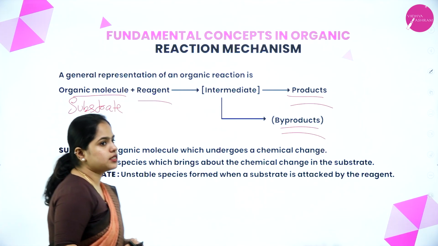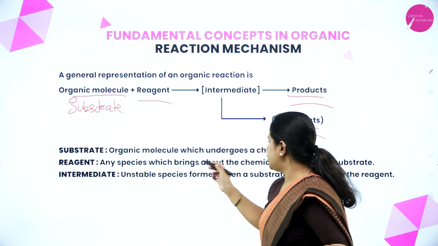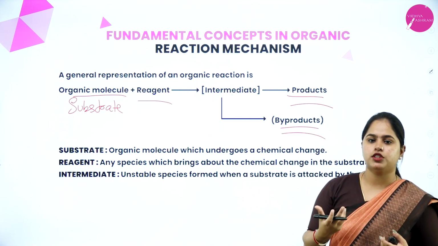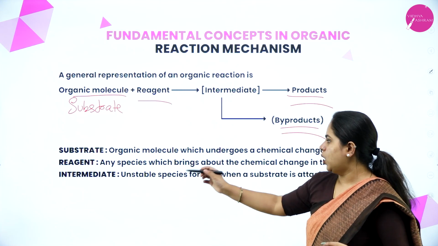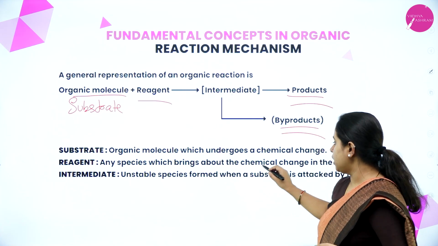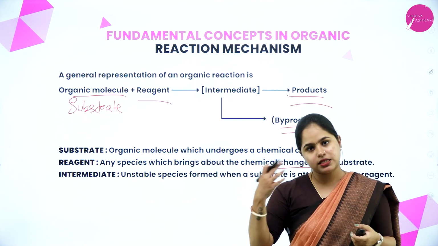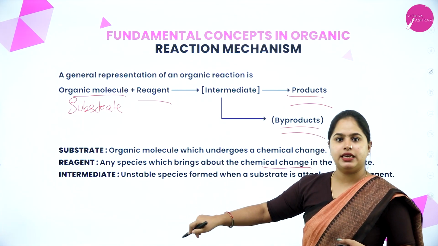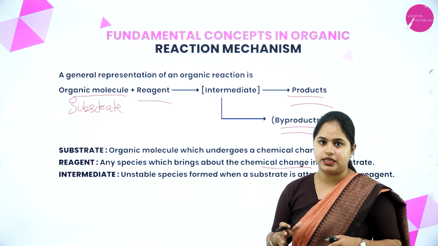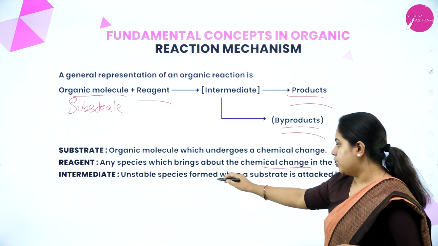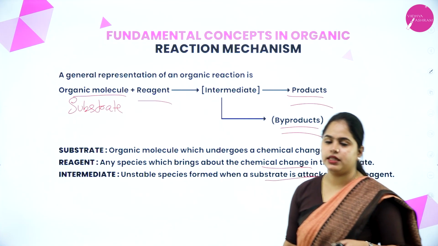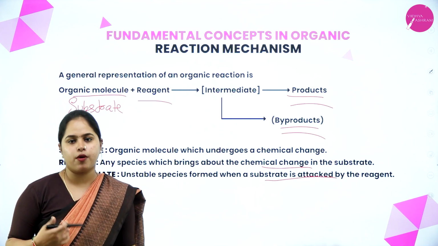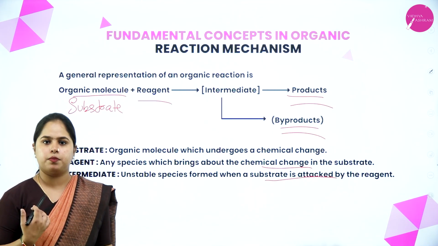So the substrate is the organic molecule which undergoes a chemical reaction. Substrate means the initial organic compound which we have taken. Now reagent is any species which brings about the chemical change in the substrate. Yes, the compound the substrate reacts with is called a reagent. And the intermediate is an unstable species formed when a substrate is attacked by the reagent. Through this state only we will get the products and byproducts. So this is the general representation.